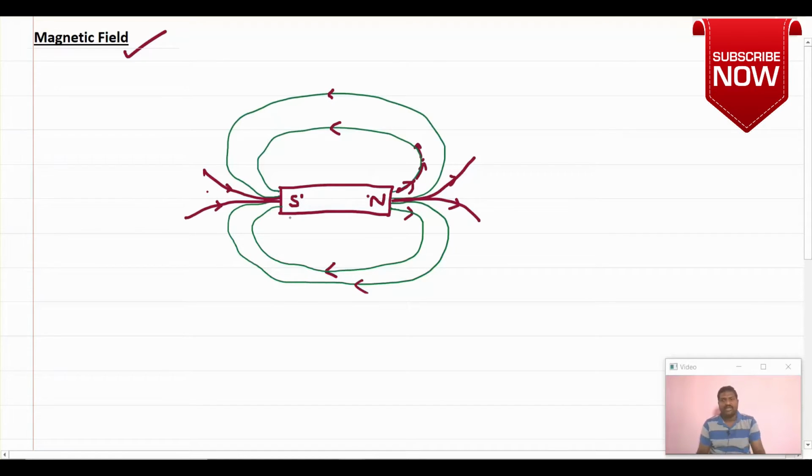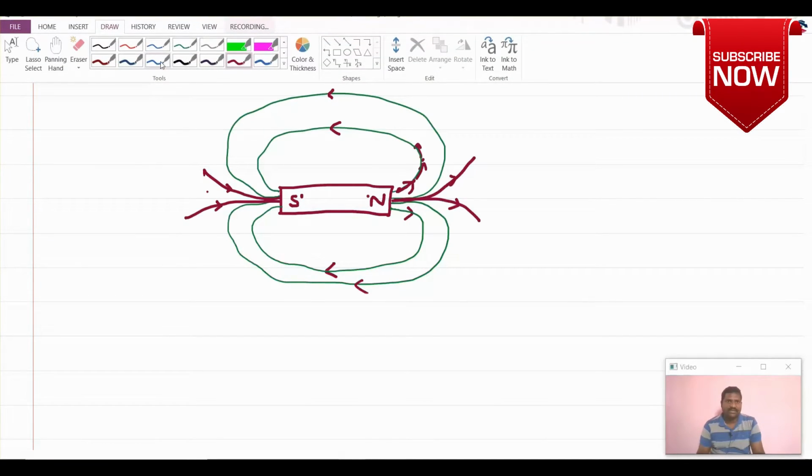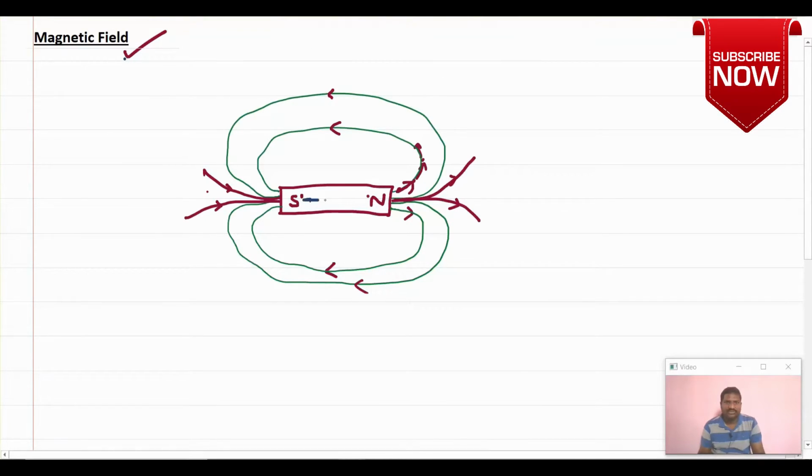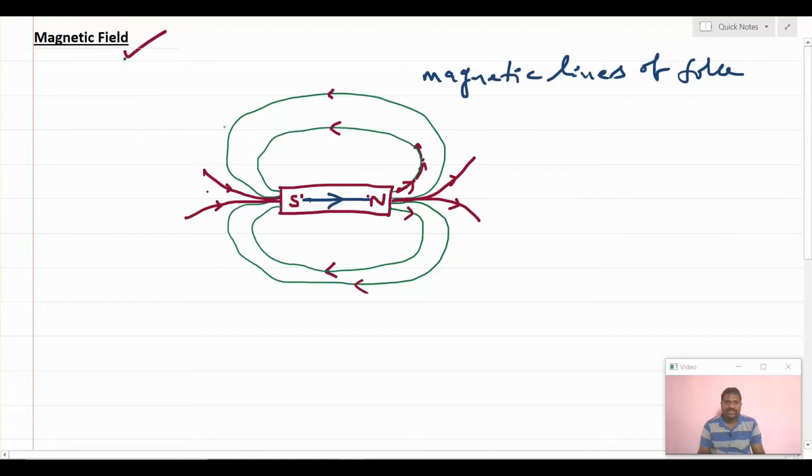Outside the magnet, the magnetic field lines go from the north pole to the south pole, but inside the magnet, they go from the south pole to the north pole. These are called magnetic lines of force.